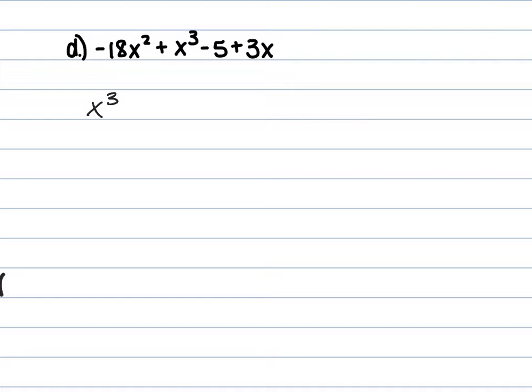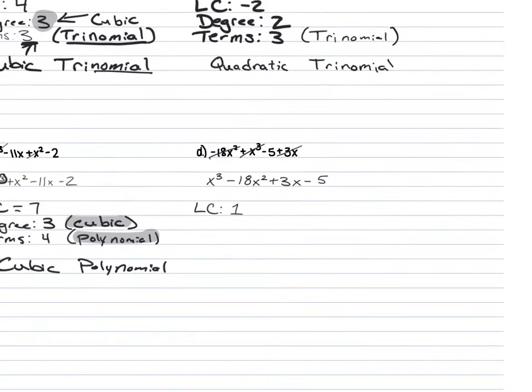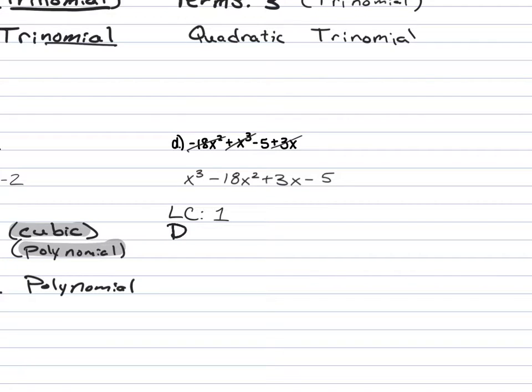x to the third power minus 18x to the second power plus 3x minus 5. Beautiful. And then the leading coefficient is 1. You are my hero. There's a 1 out front whether you see it or not. It's not a 0. That is 1x cubed. The degree is 3. The degree is 3.